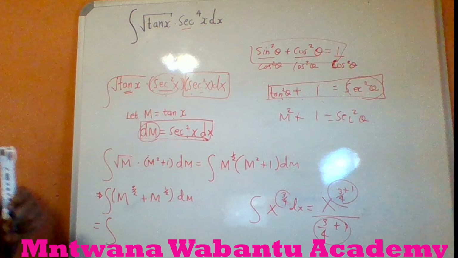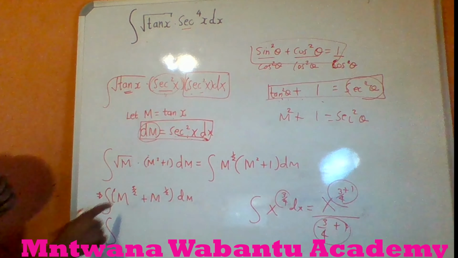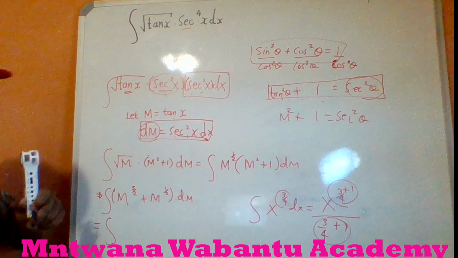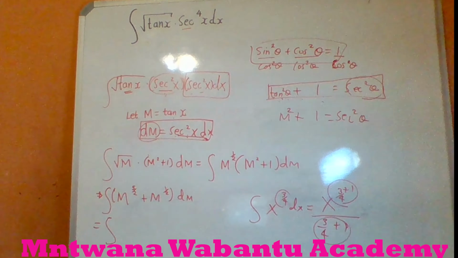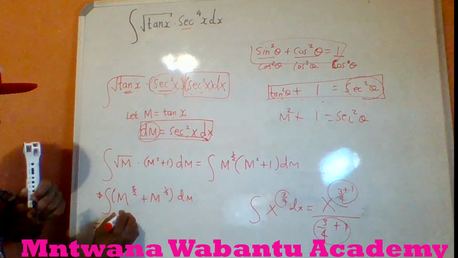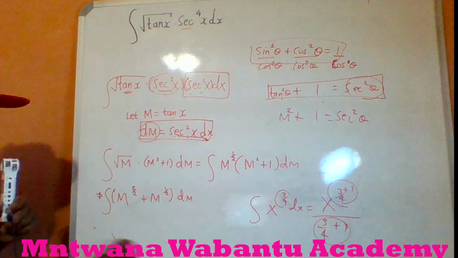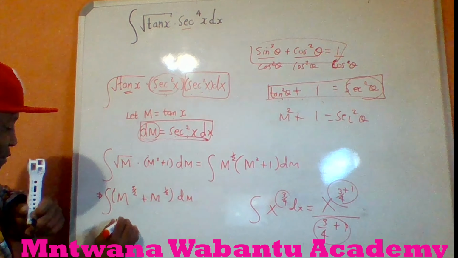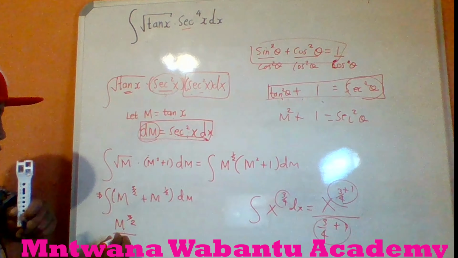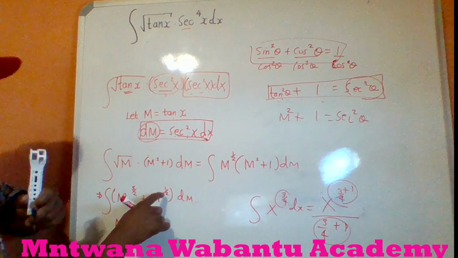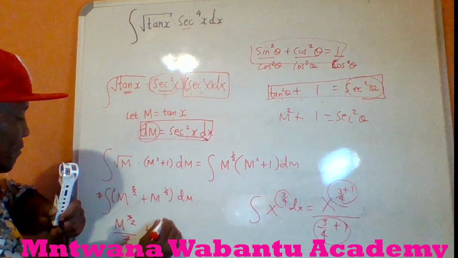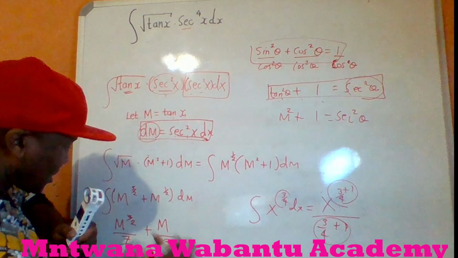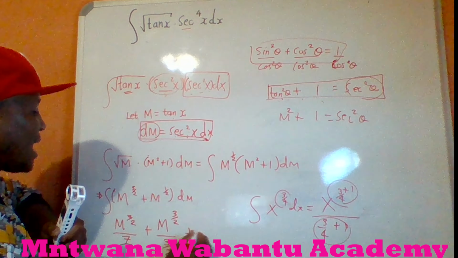So say integral, and then we're going to add 1. 5 over 2 plus 1 is going to be 7 over 2. We're going to integrate the first one and the second one separately. So this is going to be m to the 7 over 2, and the same thing we're going to do at the denominator, 7 over 2. And then plus, a half plus 1 is going to be m to the 3 over 2, over 3 over 2, and then we're done with plus a constant.